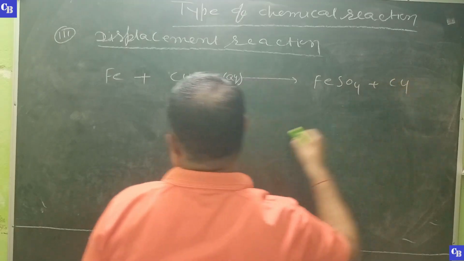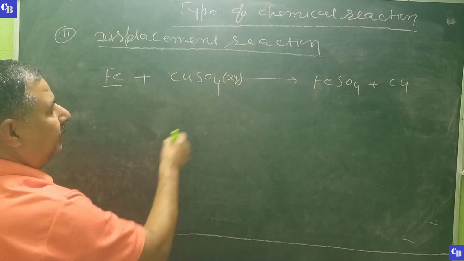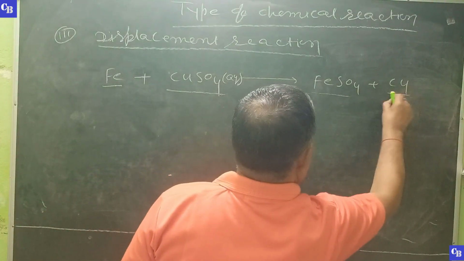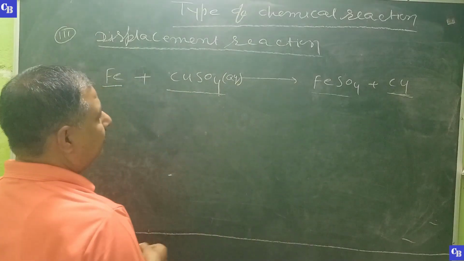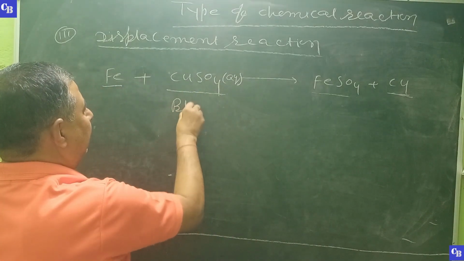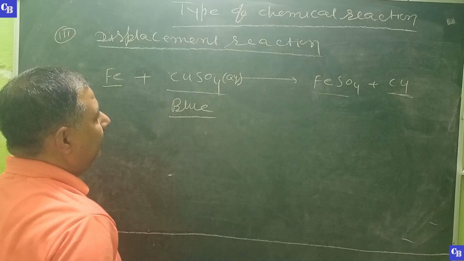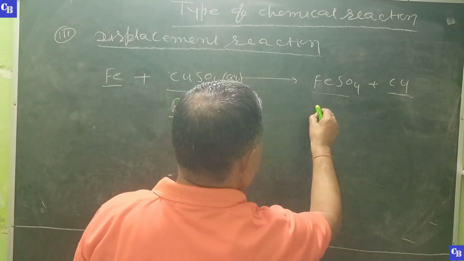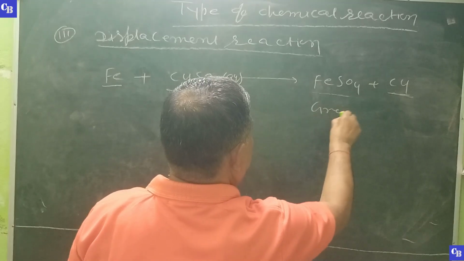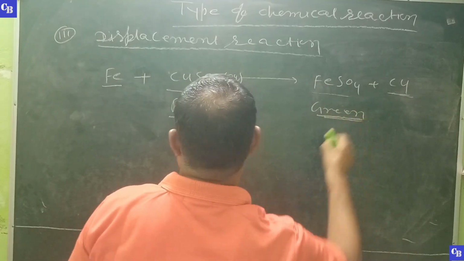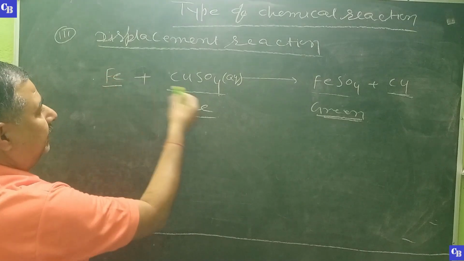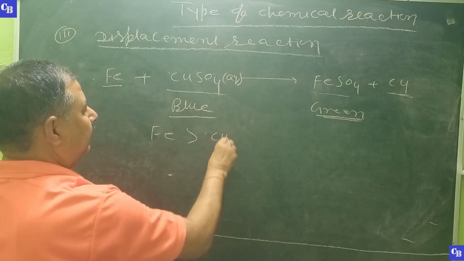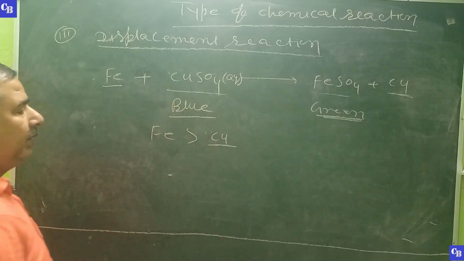Suppose iron is added in copper sulfate solution, therefore ferrous sulfate forms, FeSO4, and copper is displaced from its copper sulfate solution. It is recognized by the change in color. Copper sulfate color is blue, and after the formation of ferrous sulfate, it becomes green. Here iron is more reactive than copper, so iron displaces the copper.